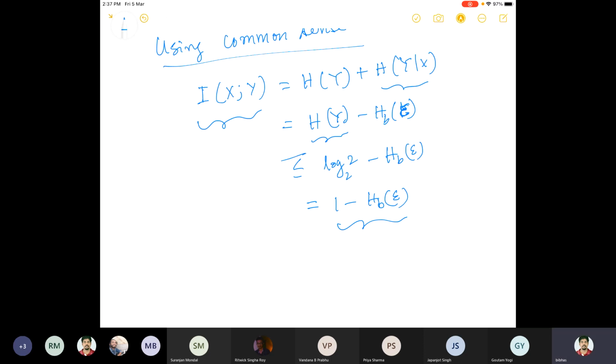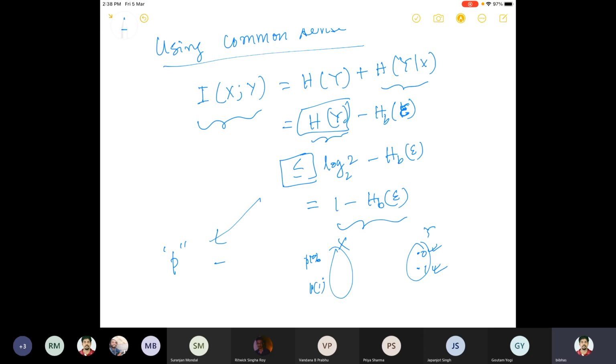Now, here there is an inequality. If somehow I can make this an equality, then I get to know that for that particular p, I'm looking for some value of p for which the entropy will be equal to 1. Because see, here I have x, here I have y. If I want to calculate the probability of 0 and probability of 1 here, I need to use the probability of 0 here and probability of 1 here.